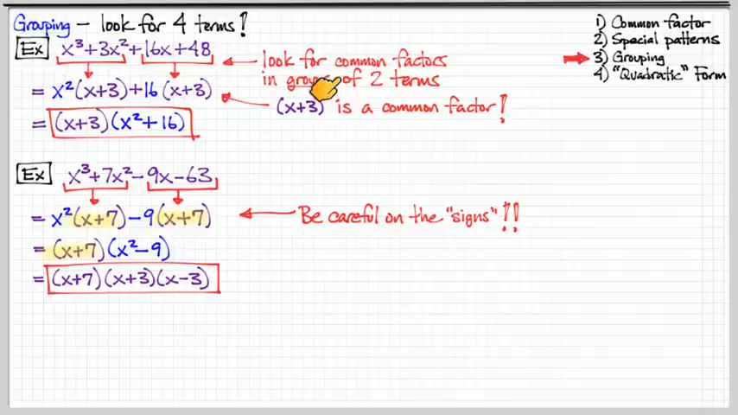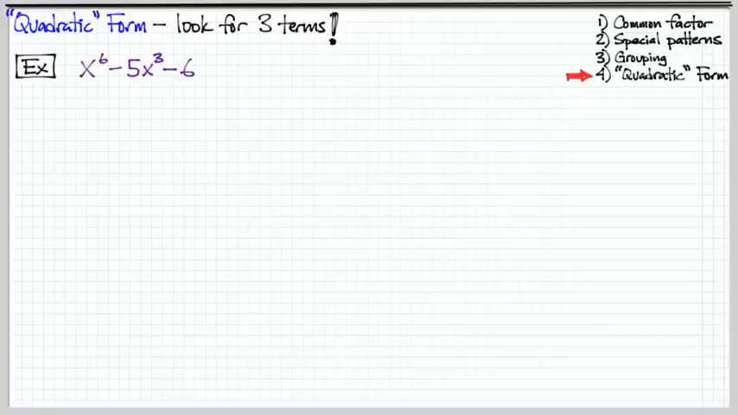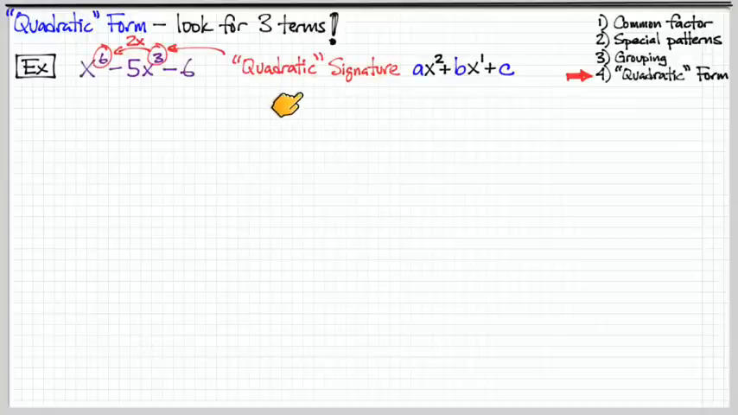Again, look for 4 terms. We group them into two groups of two terms, and we look for common factors in each one of those. Our last method is a method that we call quadratic form, and in this case we look for three terms, and these three terms need to be special. We need to look for what I call a quadratic signature.